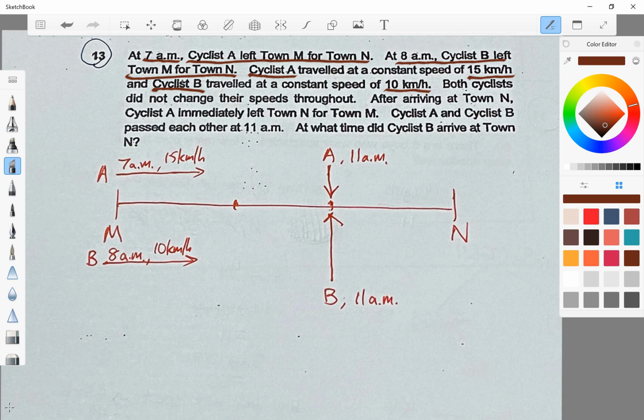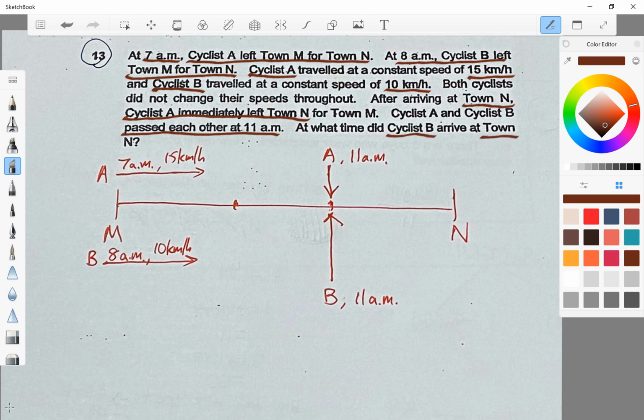After arriving at town N, cyclist A immediately left for town M. So it's like cyclist A did a U-turn. Then cyclist A and cyclist B passed each other. They met at 11 AM. So the question is asking us, at what time did cyclist B arrive at town N?